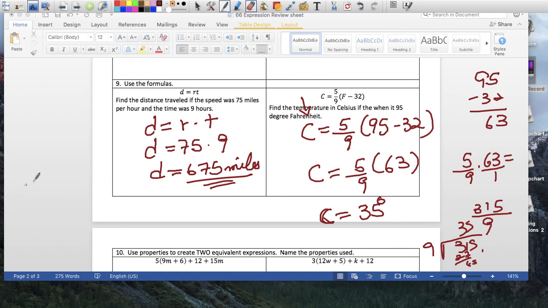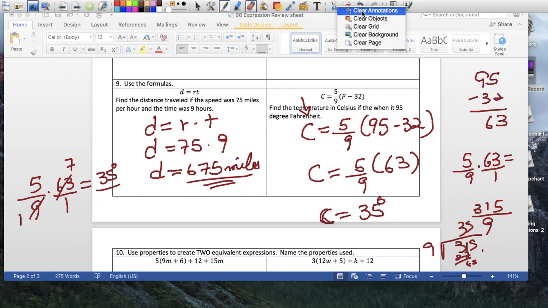So another way you could have done this is when you multiply 5/9 times 63, you could have simplified before you multiplied. So let me put the 63 over 1. So I can simplify 9 and 63. 9 divided by 9 is 1. 63 divided by 9 is 7. And 5 times 7 is 35. So that's another quick way of multiplying. Simplifying before you multiply instead of doing all that. Okay.